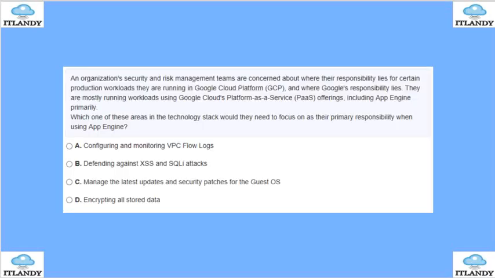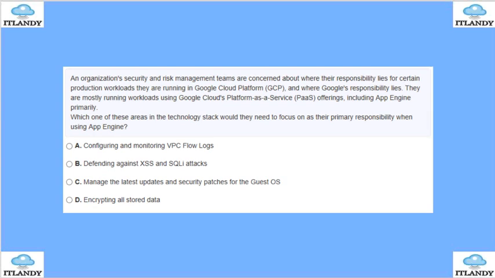Next, an organization's security and risk management team are concerned about where their responsibility lies with certain production workloads they are running in GCP, and where Google's responsibility lies. They are mostly running workloads using GCP PaaS, including App Engine. Which area of the technology stack will they focus on as their primary responsibility when they use App Engine?